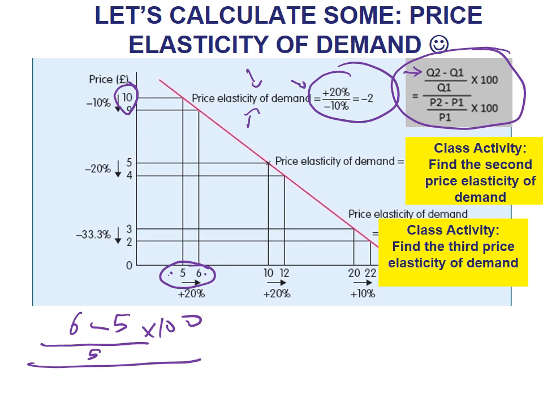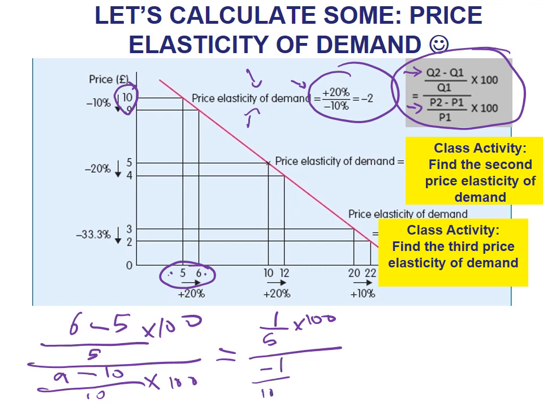Now let's look at our denominator. It's P2, our new price, which is £9, minus P1, our previous price, our price from period 1, which is 10, over P1, our previous price, which is also 10, times 100. What does this give us? 6 minus 5 is 1. That's 1 over 5 times 100, divided by 9 minus 10 is minus 1, over 10 times 100.